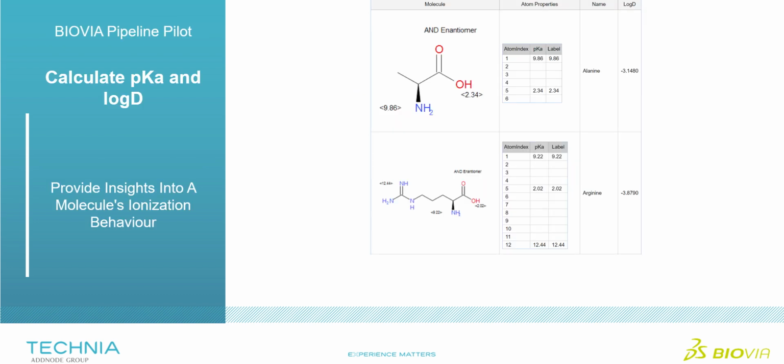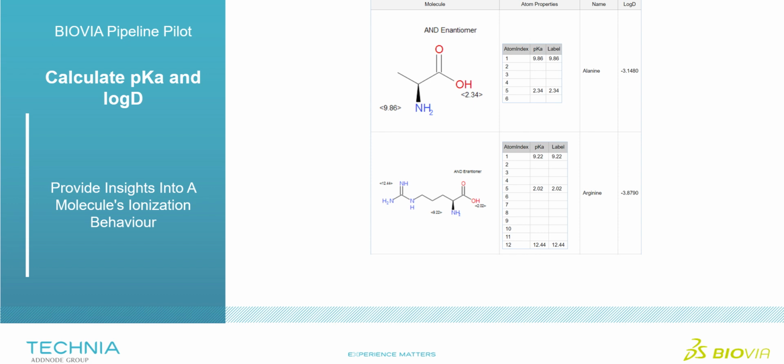Today, we are delving into the fascinating world of molecular properties. We'll be using BIOVIA Pipeline Pilot to calculate pKa and logD values of a set of natural amino acids. This information is crucial in various scientific fields, including drug design and biochemistry.